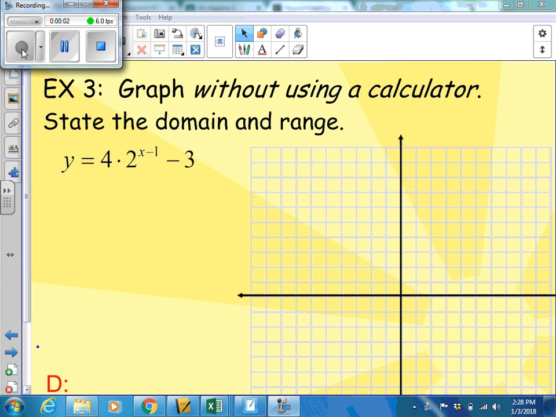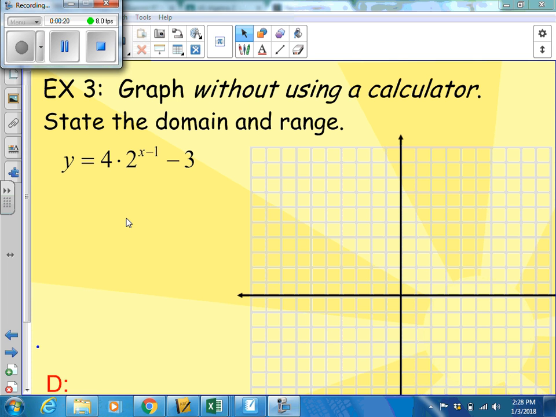Here are the notes for example 3 for section 4.1. So here, once again, we're going to graph this exponential function, 4 times 2 to the x minus 1 power minus 3, without using a calculator. And then we're going to state the domain and range of the function, the one they give us.